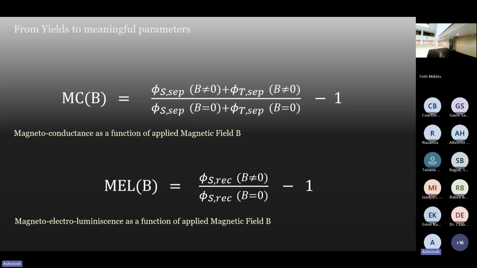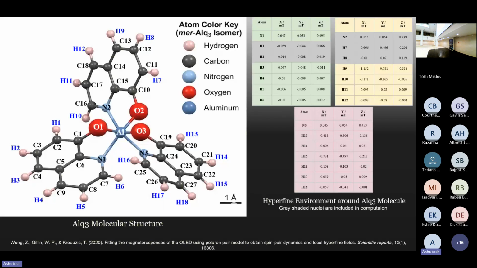And this is the structure of the AlQ3 molecule, and the hyperfine environment can be found readily from the literature. So these nuclei, shaded in gray, are the ones which we use in our computation.